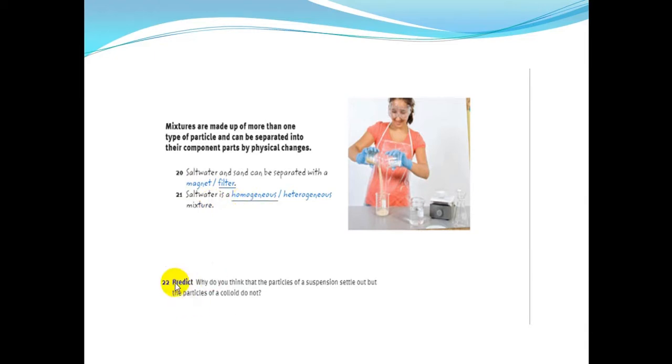Okay, question 22. Why do you think that the particles of suspension settle out but the particles of colloid do not? If you remember, in the suspension we said the particles are very large and because of gravity they settle down to the bottom, but in the colloid the particles are not very large like suspension, and also not like solutions. They are not very small to disappear, so they stay suspended in the middle. So the answer: because the particles in suspension are larger than the particles in colloid.